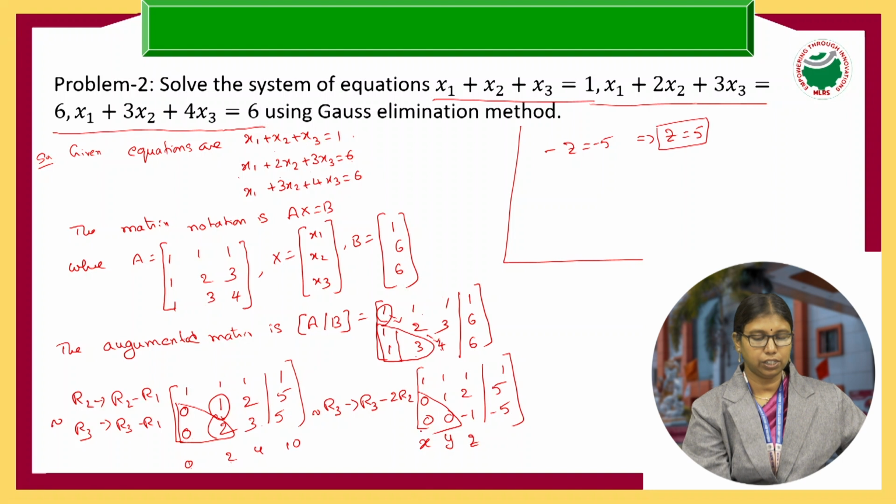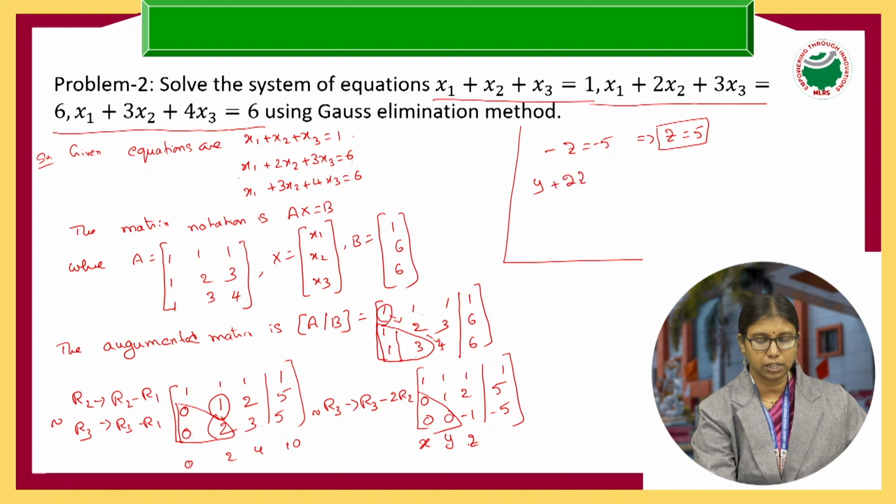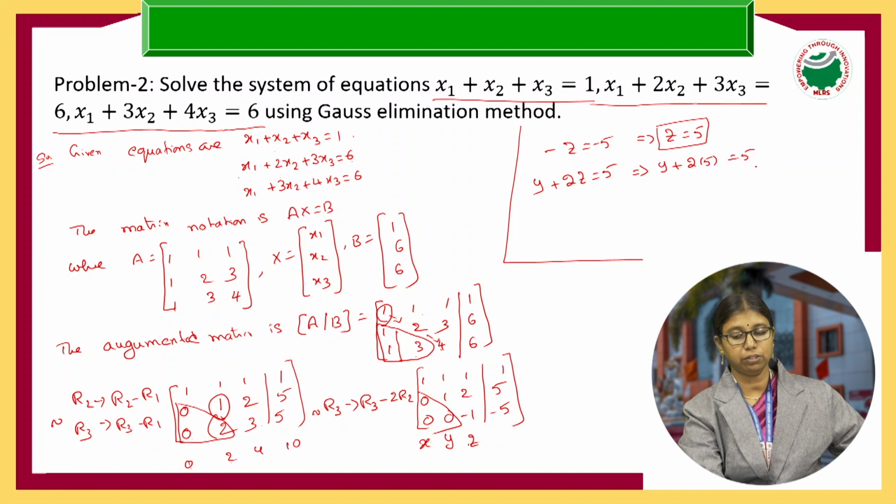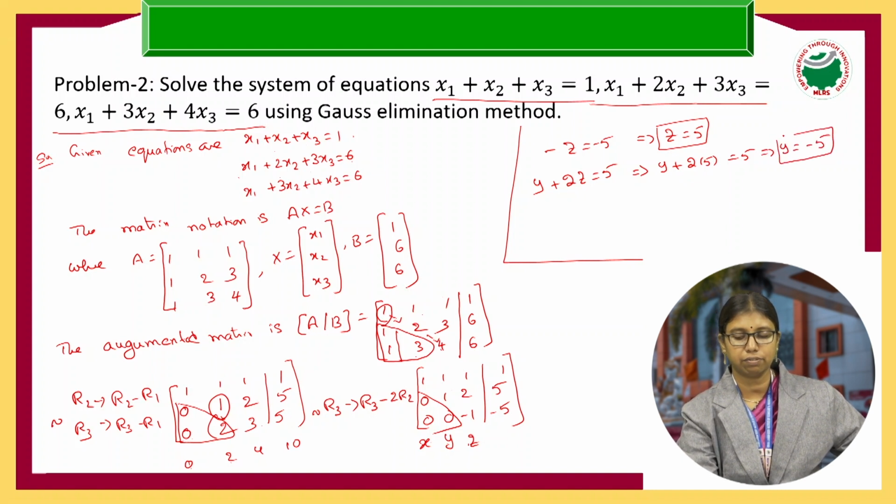Next, the second equation: x multiple is 0, y multiple is 1 plus z multiple is 2. So y plus 2z equal to 5. We know z is 5. Then this is y plus 2 into 5 equal to 5. 2 fives are 10. If you take 10 to the right hand side, you will get y is equal to 5 minus 10. That is minus 5.